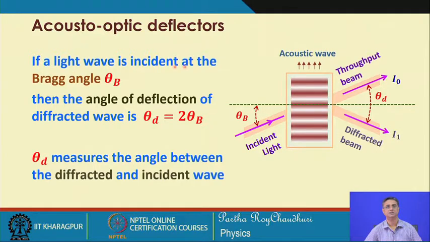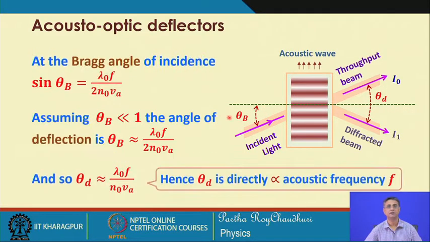If a light wave is incident at the Bragg angle, then the angle of deflection will be theta d. We call this theta d, which is equal to twice the Bragg angle. This we have seen repeatedly, and therefore, this delta theta measures the angle between the diffracted and the incident wave, which is very clear. If you have an incident angle, that is theta b, the Bragg angle, then the deflected angle will be theta d, which is just twice the Bragg angle.